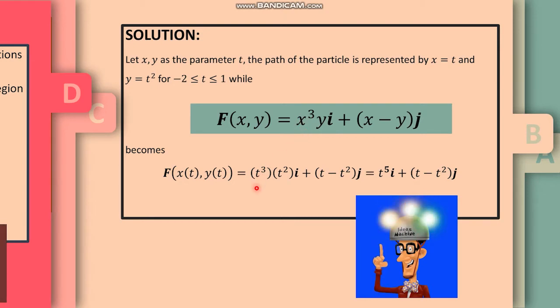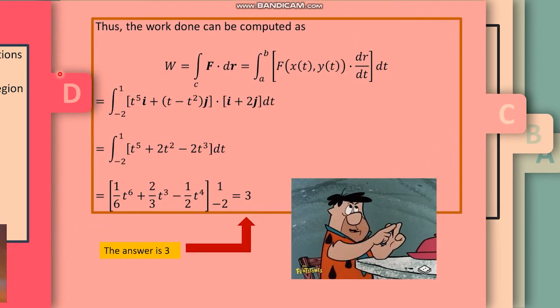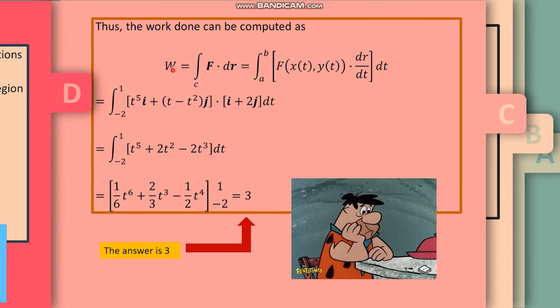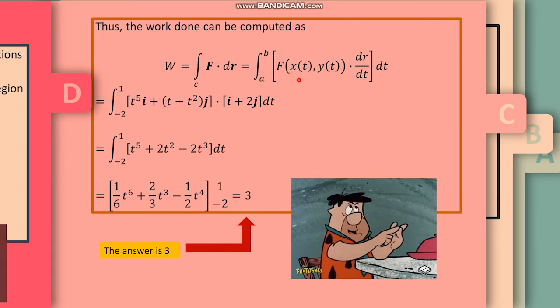Okay, so we get t^3 times t^2 i plus (t minus t squared) j, which equals t^5 i plus (t minus t squared) j. So this is the new equation for the force. Next we can calculate the work done. The work done can be computed as W equals the integral over C of F dot dr, where C is the curve, equals the integral from a to b of F(x(t), y(t)) dot dr/dt times dt.